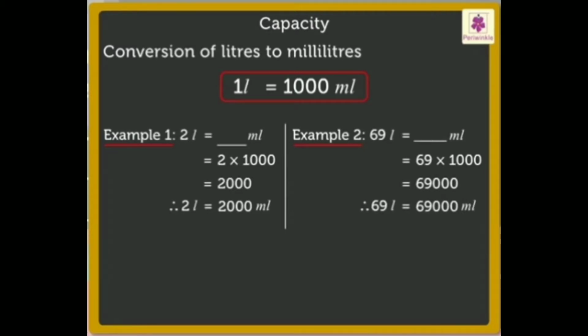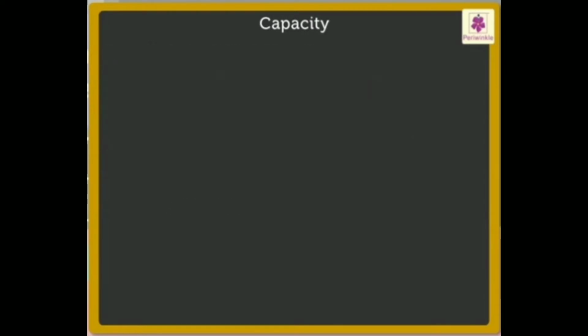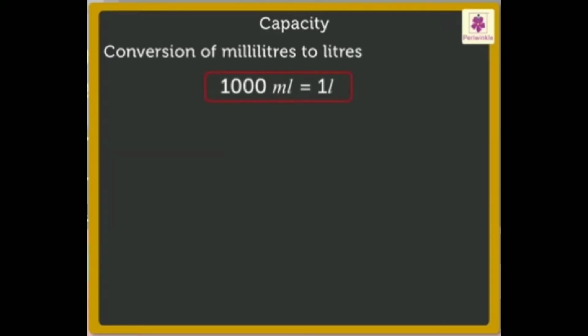Next, we are going to see how to convert milliliters to liters. So now we are going to convert milliliters to liters, that is smaller unit to a bigger unit. So we are going to divide it here. Yes, we all know 1000 milliliters is equal to 1 liter. There we multiplied, here we are going to divide. First example, convert 8000 milliliters to liters.